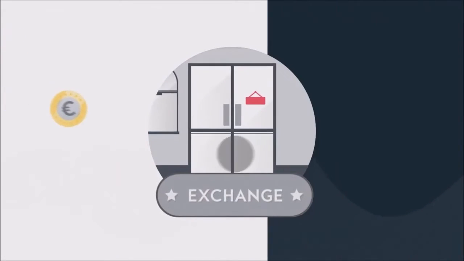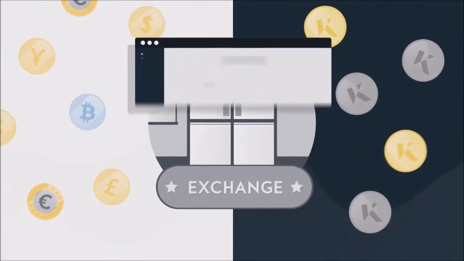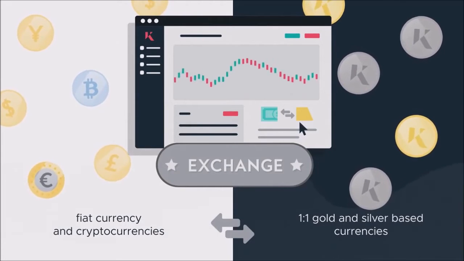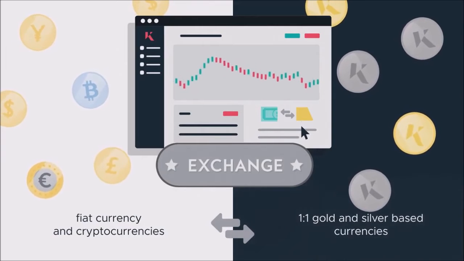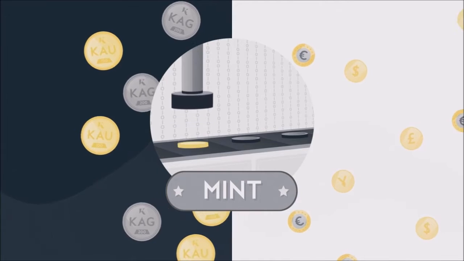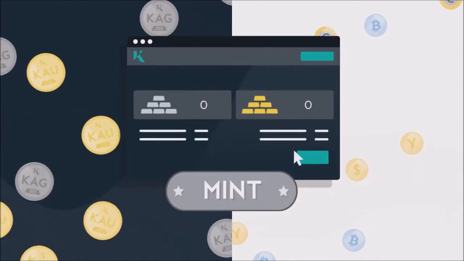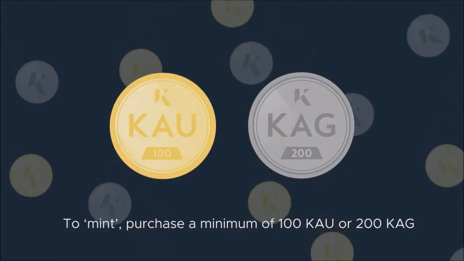Firstly, we have the Kinesis exchange, where you can purchase small amounts of KAU and KAG. This is where you can bring your fiat currency and cryptocurrencies to exchange them for our one-to-one gold and silver-based currencies, KAU and KAG. Secondly, we have the Kinesis Mint, which is where you need to purchase larger amounts of KAU or KAG. The minimum purchase amount from the Mint is 100 KAU or 200 KAG.